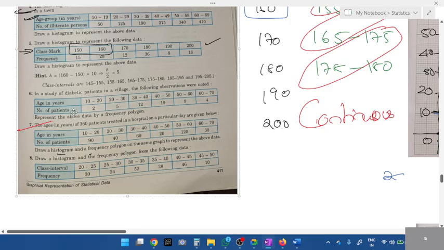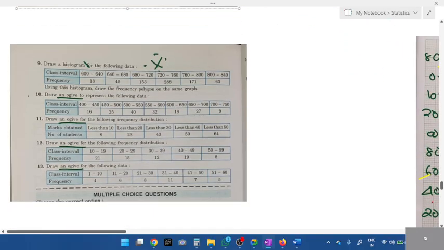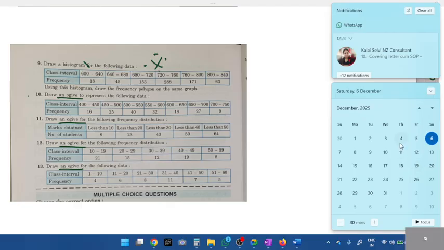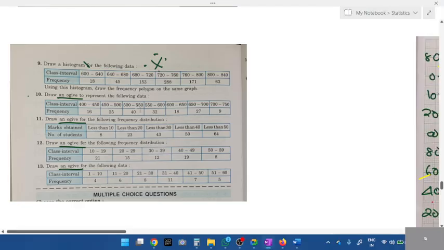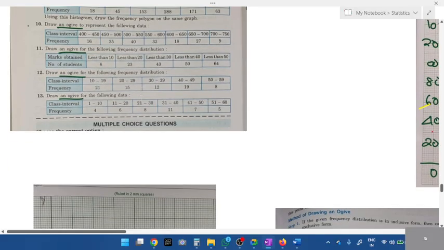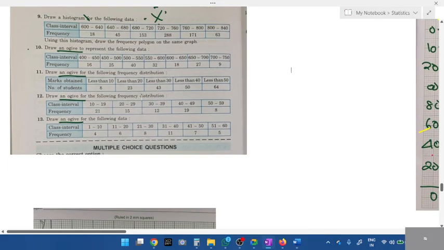You can skip this sixth one, frequency polygon and histogram. Even that I've covered. Each and every thing, if I want to do it, this will take 1 week. We are going to waste 1 week. When did we start this chapter? Wednesday. We started on Wednesday, so 3 days. Okay. For graph questions, any 3 or 4 you will practice.